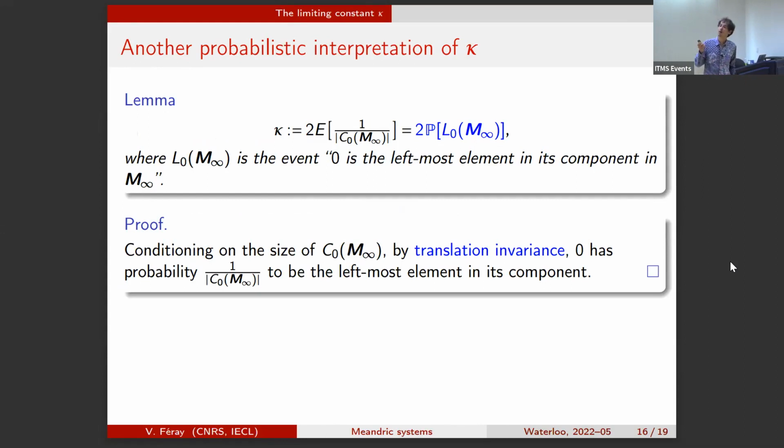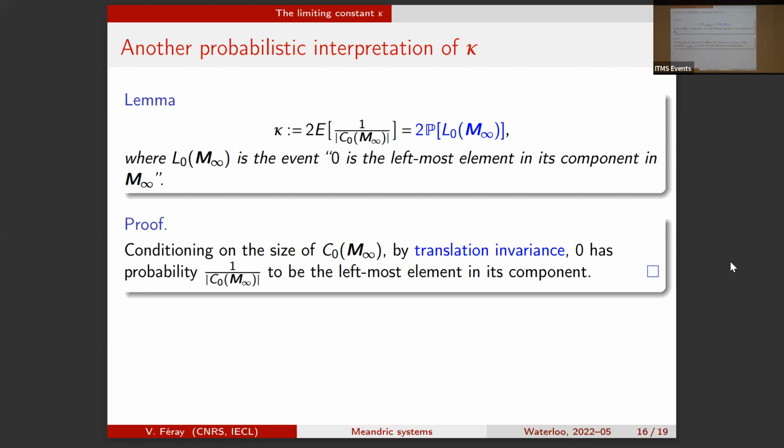I told you this kappa in terms of the infinite nodal, it's twice the expectation of the inverse size, but it has also a more compact probabilistic interpretation. It's twice the probability that 0 is the leftmost point in its component. Okay, and it's not very hard to go from here to here. It's just a simple translation invariant argument.